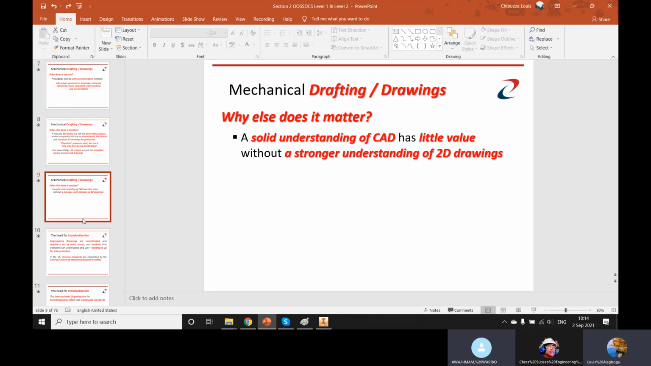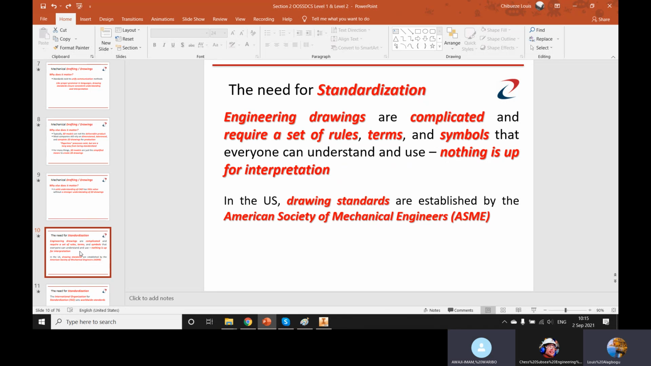So a solid understanding of CAD has little value without a stronger understanding of 2D drawings. Like I said, this is the basics, 2D drawings. That's why we're starting from here before we move on to 3D, because if you don't understand the 2D drawings properly, you would have issues along the way.